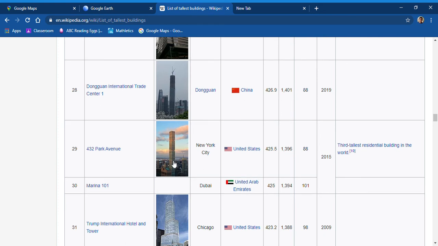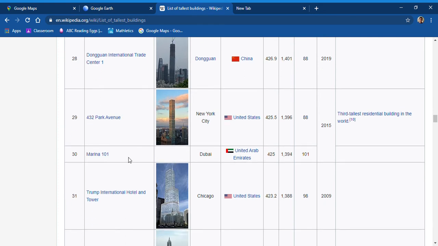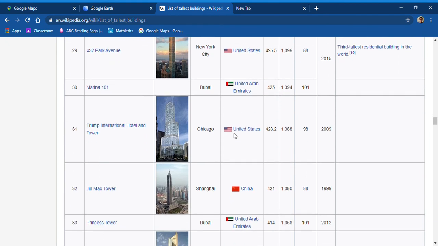Number 30. Marina 101. It doesn't show the picture there. I wonder why. Dubai, United Arab Emirates, 425 meters, 1,394 feet, 101 floors. Yeah, 432 Park Avenue and Marina 101, they were both made in 2015.